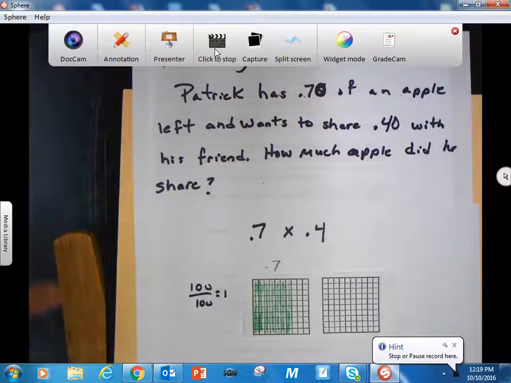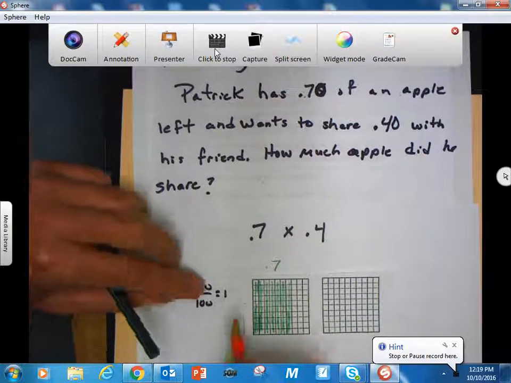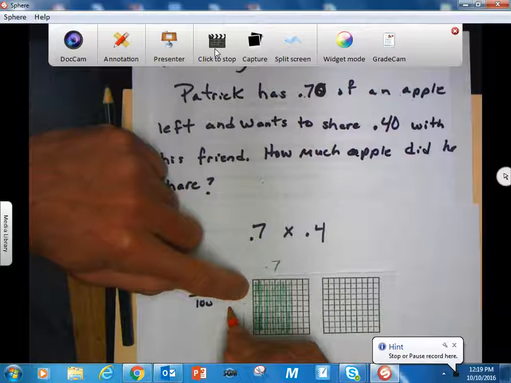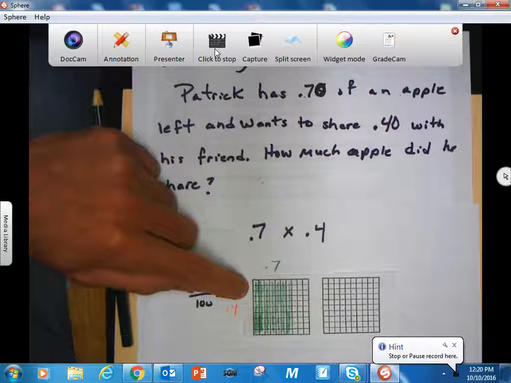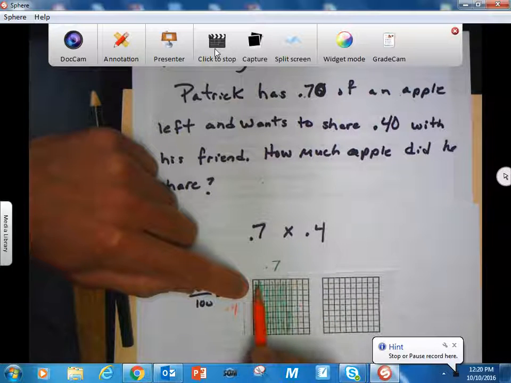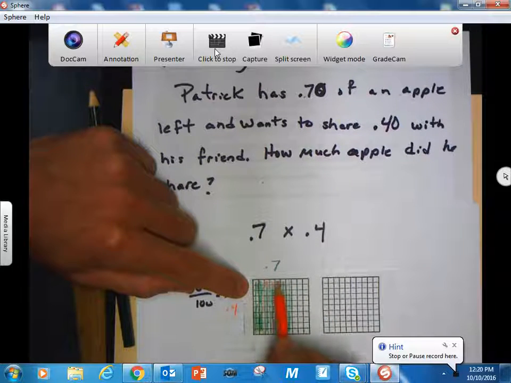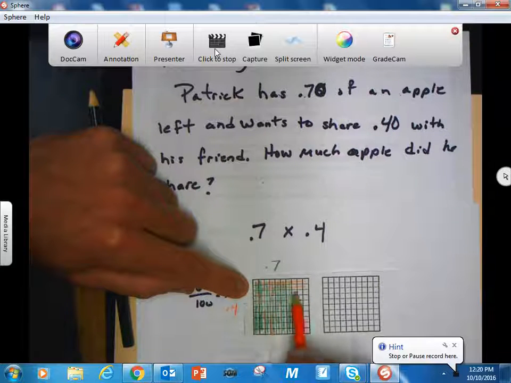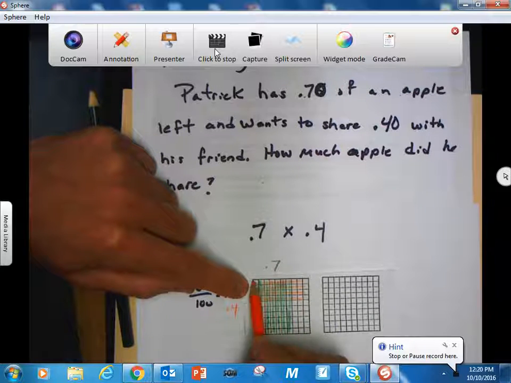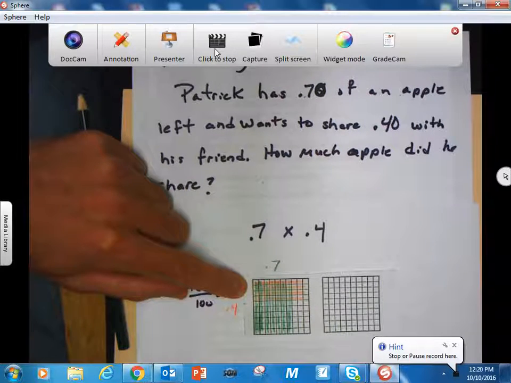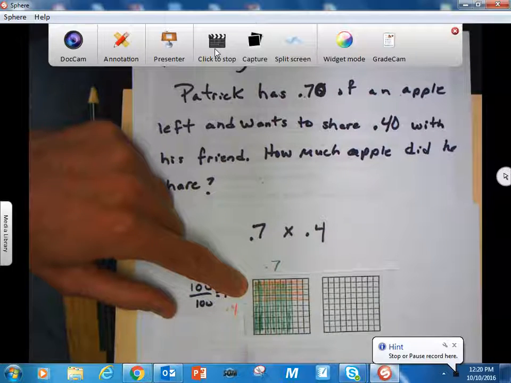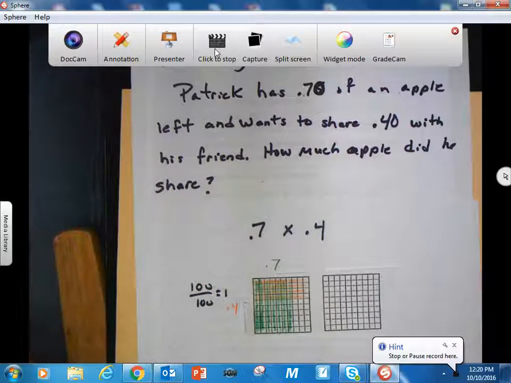and he wants to share 4 tenths of that 7 tenths with his friend. And so we're going to write down 4 tenths on this side, and 4 tenths going horizontally. I'm going to go ahead and count out 4 tenths. 1 tenth, 2 tenths, 3 tenths, 4 tenths. Okay. So if you notice, I have some overlap here, and I'm going to go ahead and outline this so you can see it better.